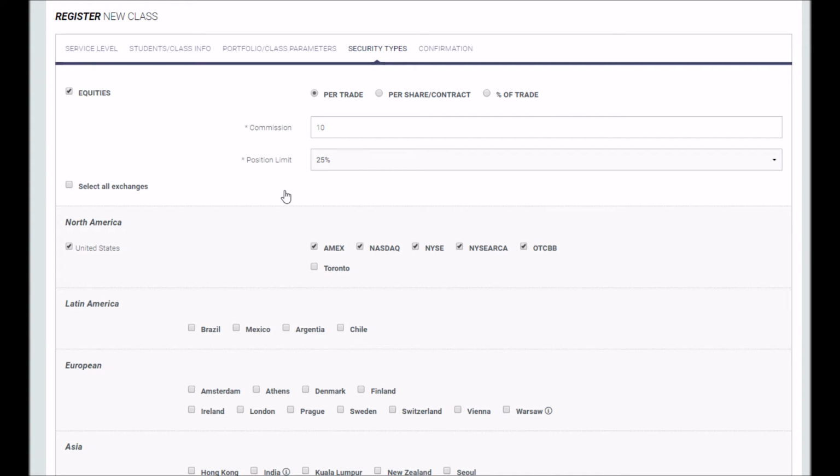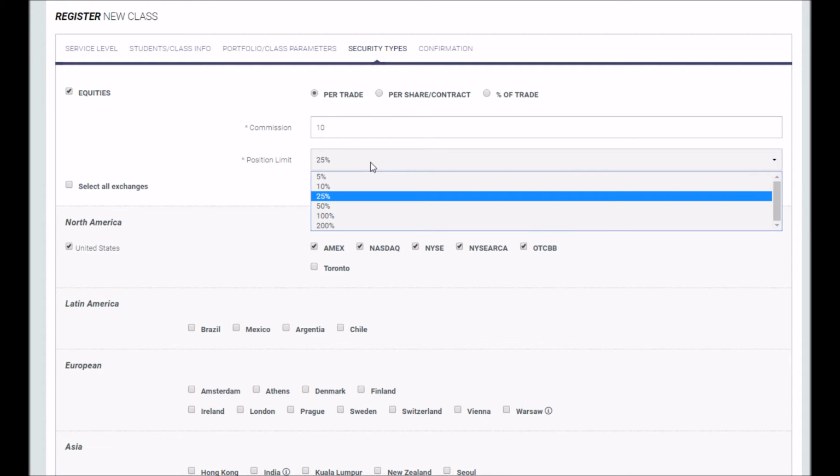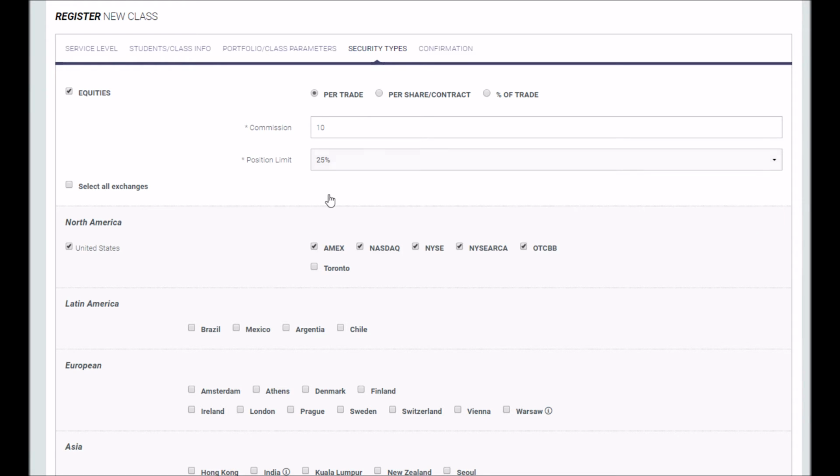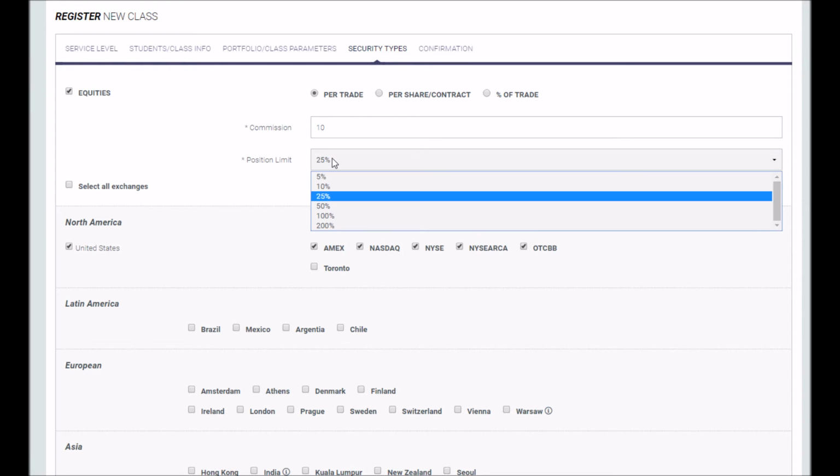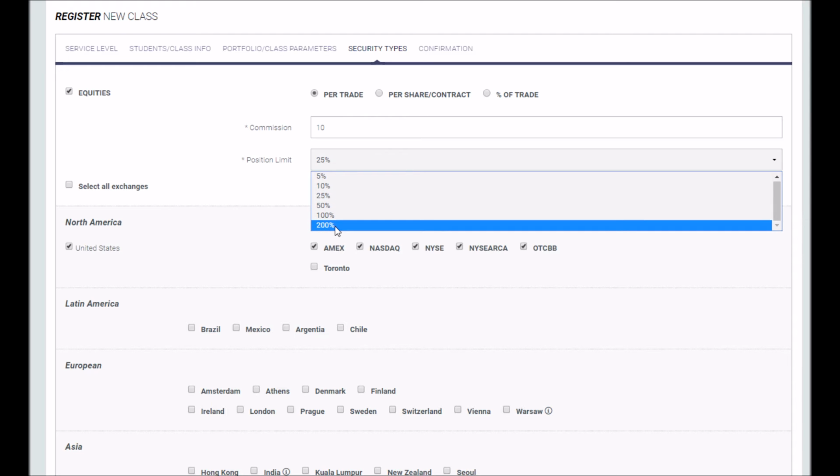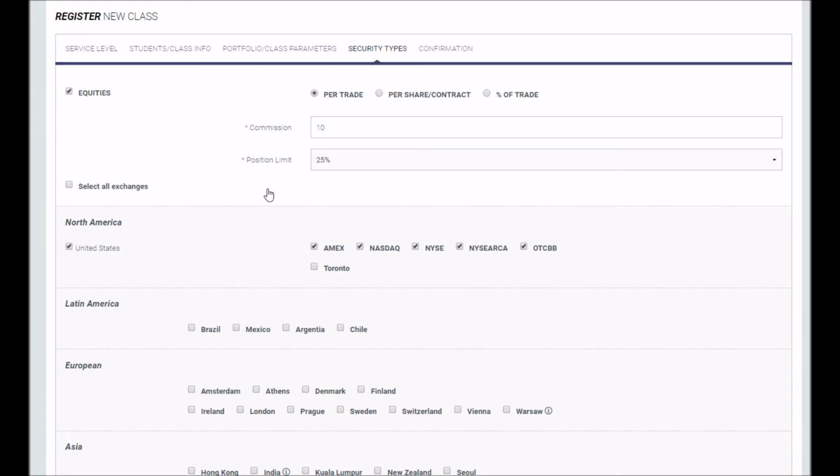Next, you can choose your commission structure and what securities you want to allow your students to trade. For equities, you can have commissions by per trade, per share or contract, or as a percentage of the trade. Next, enter the amount and any position limit. The position limit will tell your students they can only have up to 25% of their portfolio in any one given stock. This can go up to 200%, which means if you allow margin trading, students can buy 100% of their initial cash and 100% of their margin on a single stock.